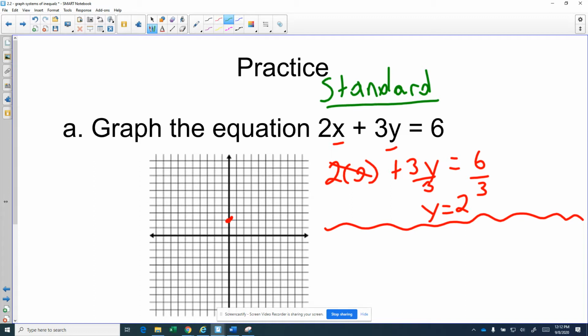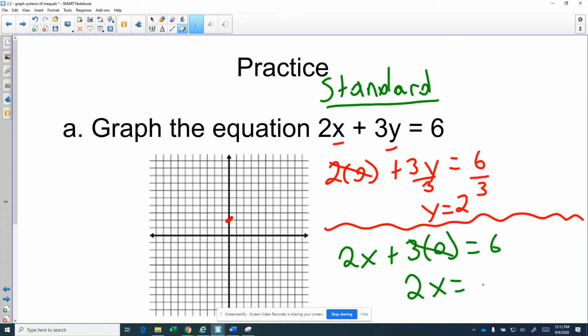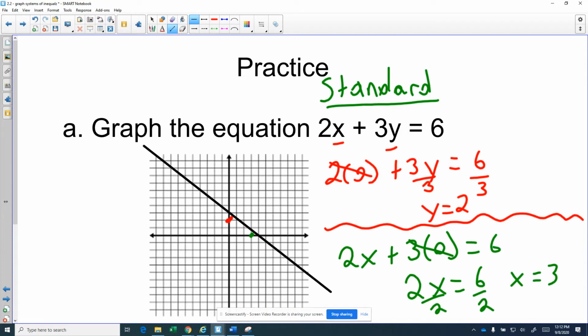Now to find your second point, do the same thing, but instead of plugging in 0 for x, I'm going to plug in a 0 for the y. It automatically cancels itself out, and I'm left with 2x equals 6. Oops, let me rewrite that. 2x equals 6. Divide out the 2 to get x equals 3. Go to where the x-axis is, which is left and right, go to positive 3 and plot a point. And then from there, 2 points can create a line, so I can draw my line through those 2 points, okay? So notice how these are 2 different forms of graphing, and it's fairly easy overall, right?